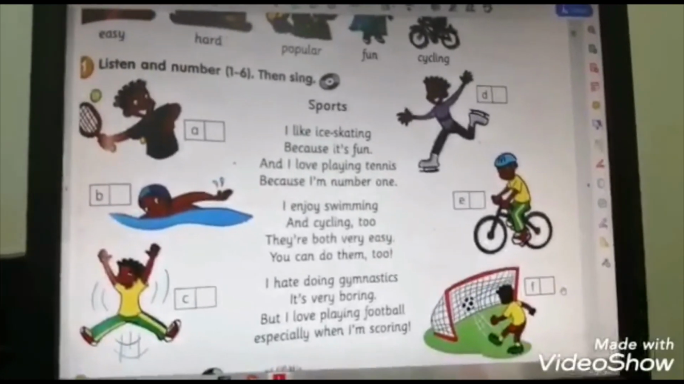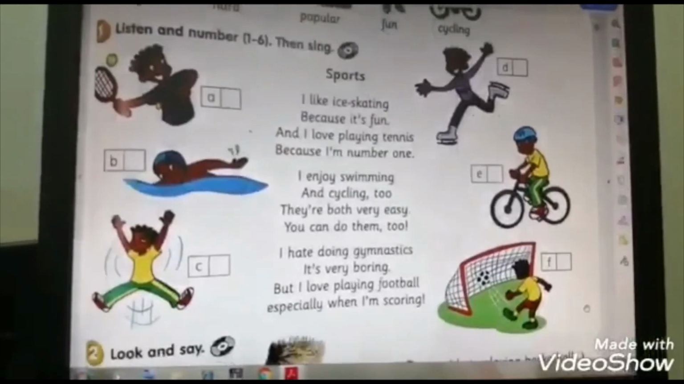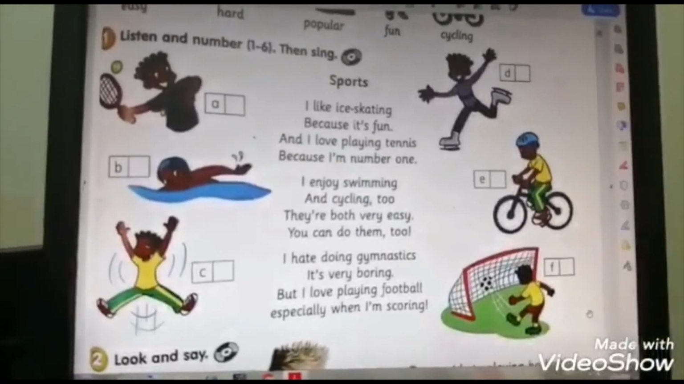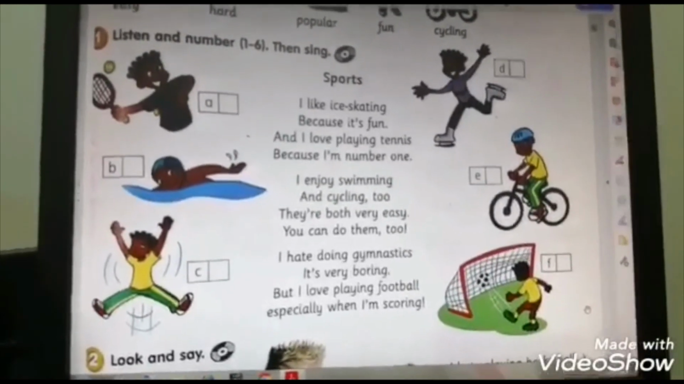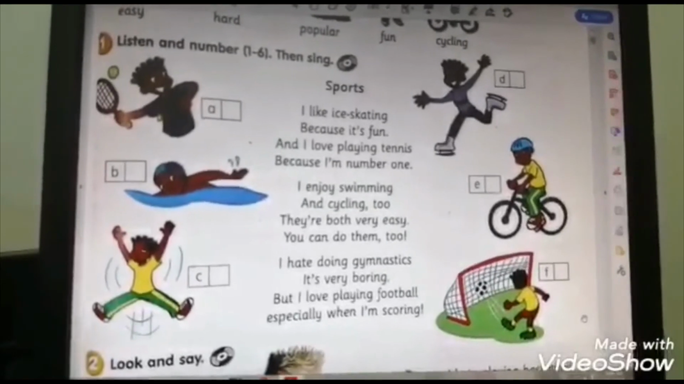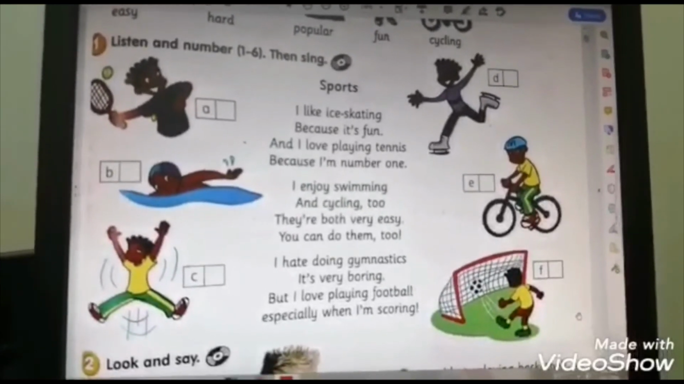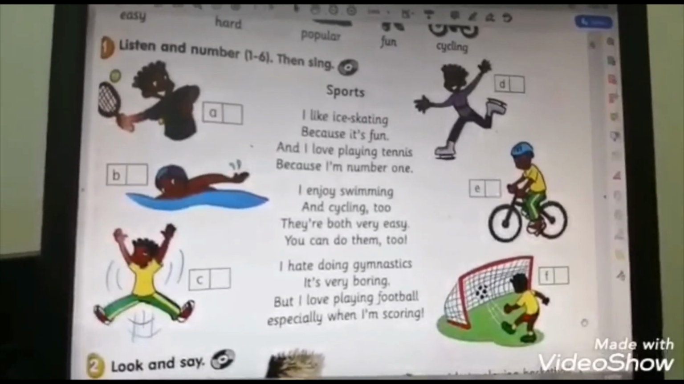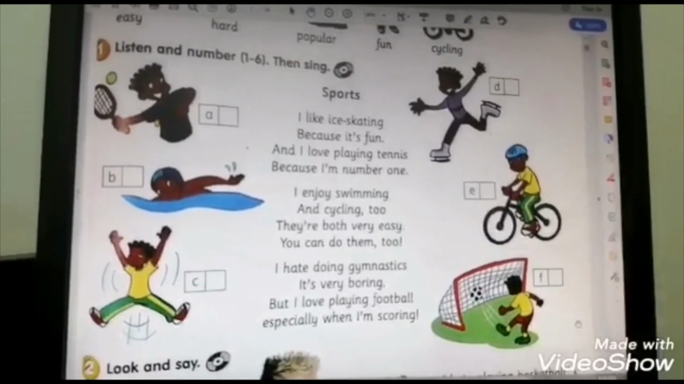Before I play the song, I'd like to just look at the pictures. As you can see, the boy is doing different activities. So look at the pictures around the song. What sports is the boy doing in each picture? What do you think? Which sports does the boy like and which does he dislike?